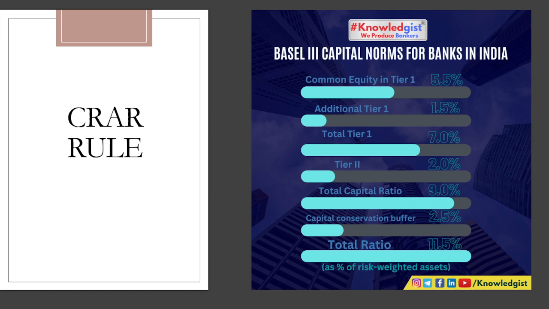What are all these percentages of? These are all a percentage of risk weighted assets. We have also shared in internal groups the metrics of risk weighted assets. Clear?